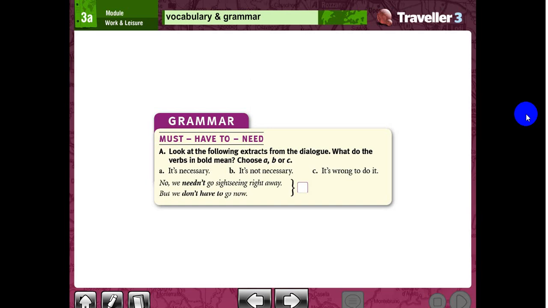First of all, we use must when we express personal obligation in the present or future. For example, I must finish this by tonight. We use have to plus base form when we express external obligation in the present or future. For example, you have to drive on the left when you are in England.